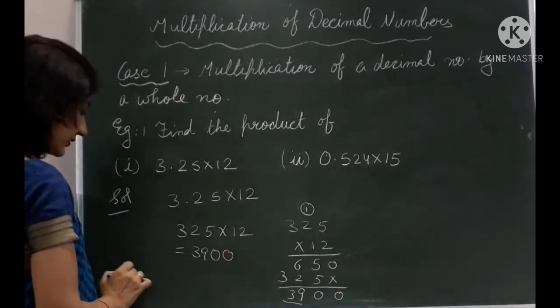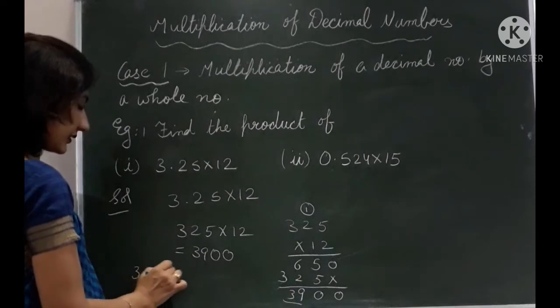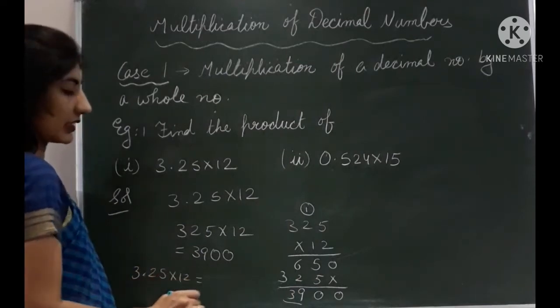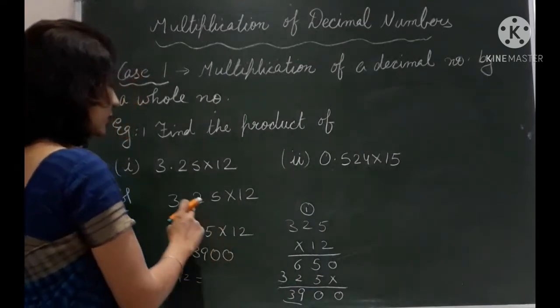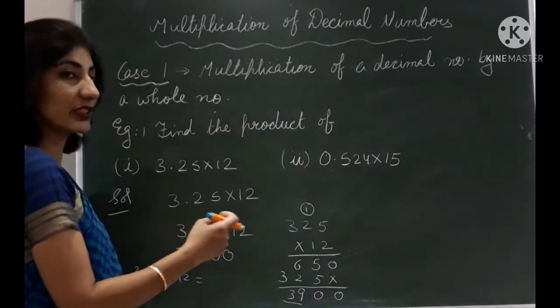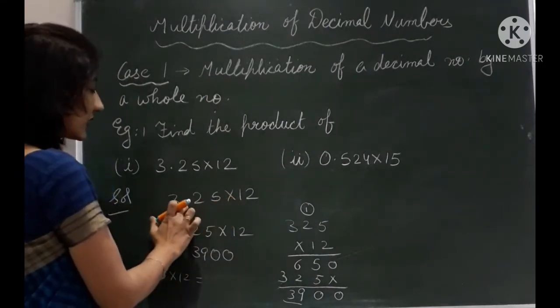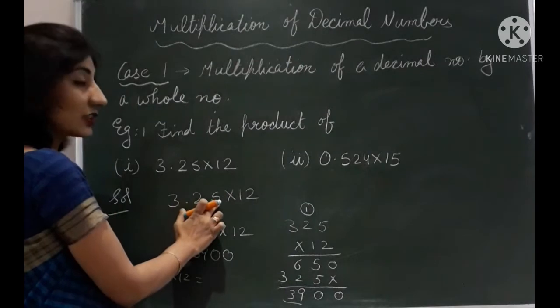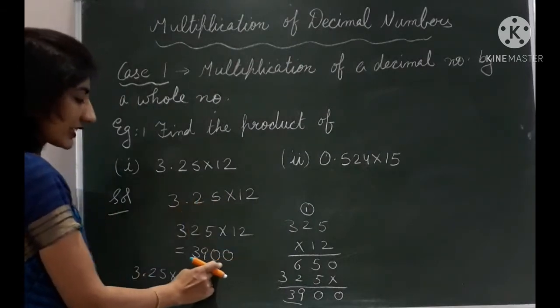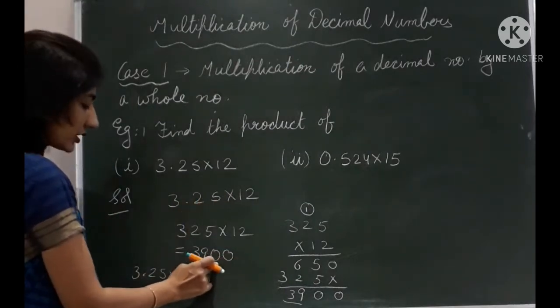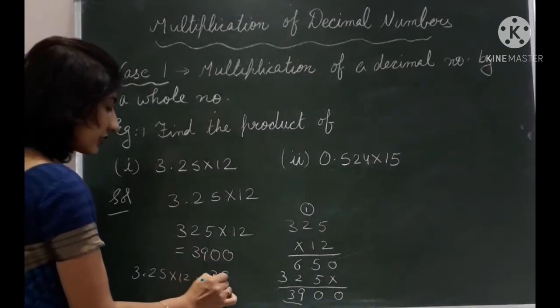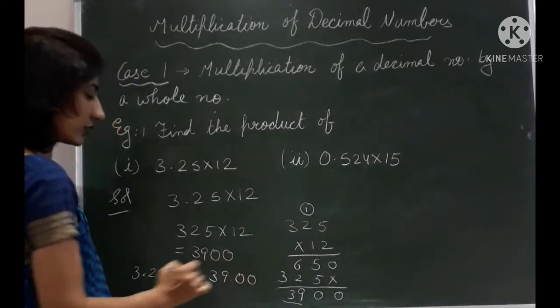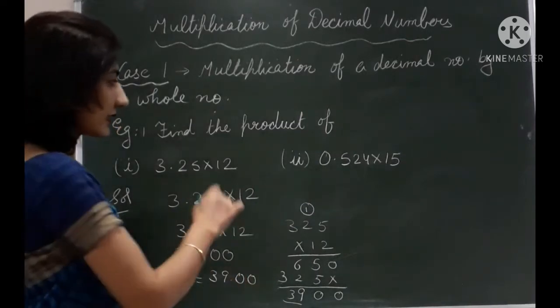Now in the answer, you have to put the decimal. How do you put the decimal? You have to count the number of digits after the decimal in the question. Here in the question, after the decimal there are 2 digits. So starting from the right hand side, we will count 2 digits and put a decimal. So the answer is 39.00.